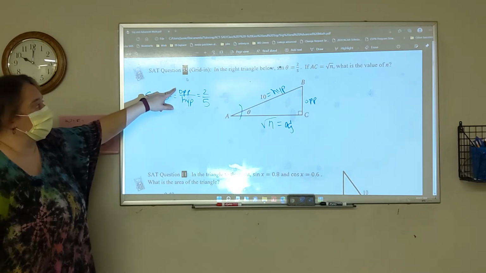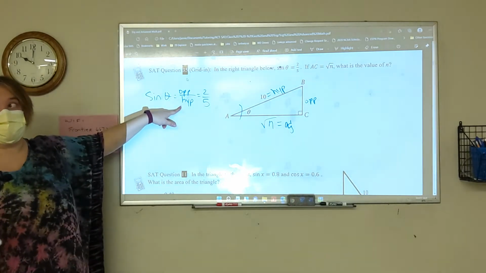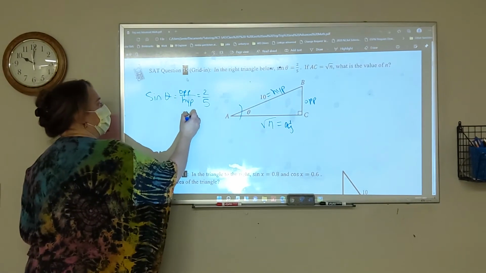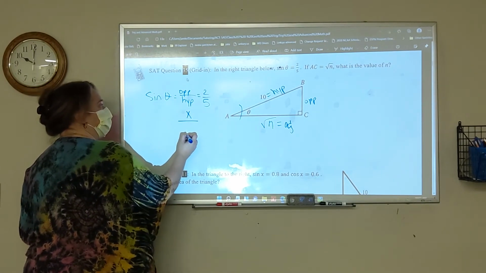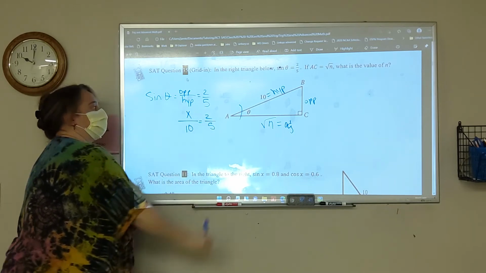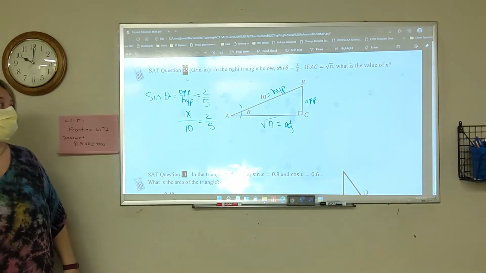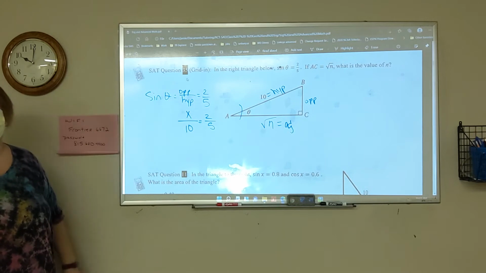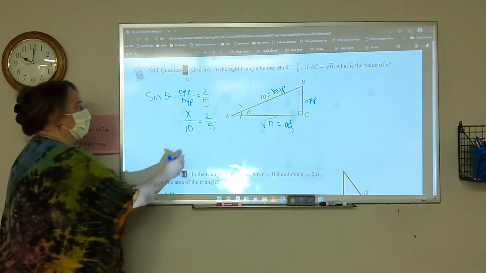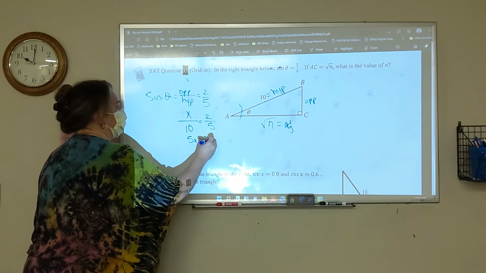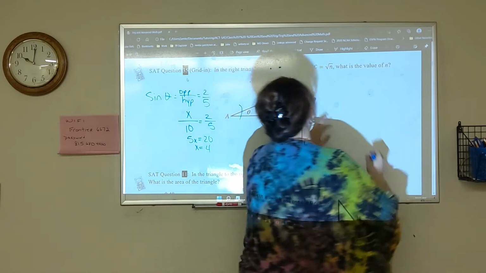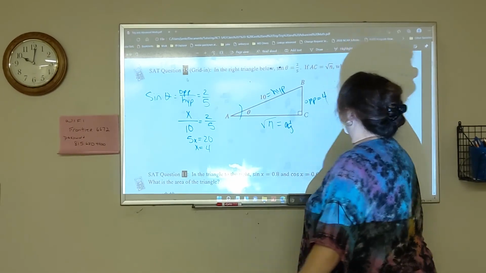So fill in what you know. You don't know your opposite, but you do know your hypotenuse. Your hypotenuse is 10. So I don't know my opposite, but I do know my hypotenuse. It's 10. And that's supposed to be equal to the ratio of 2 over 5. That will let you find your opposite. So cross multiply and solve. 5x equals 20. X has to be 4. So my opposite side is 4.